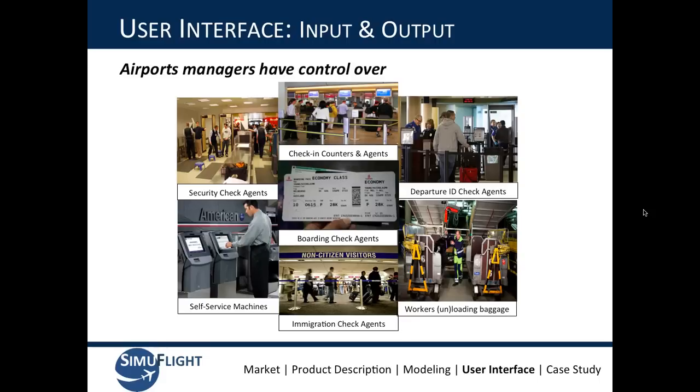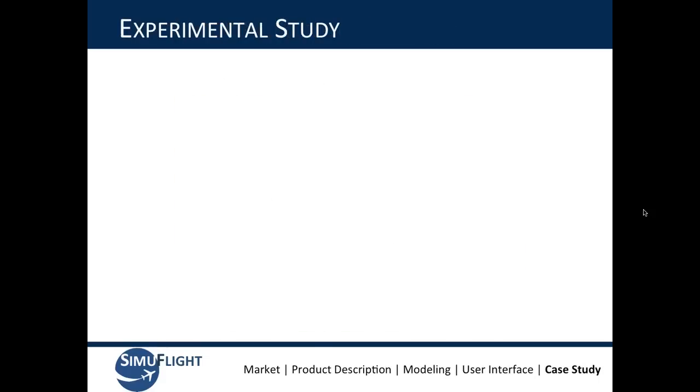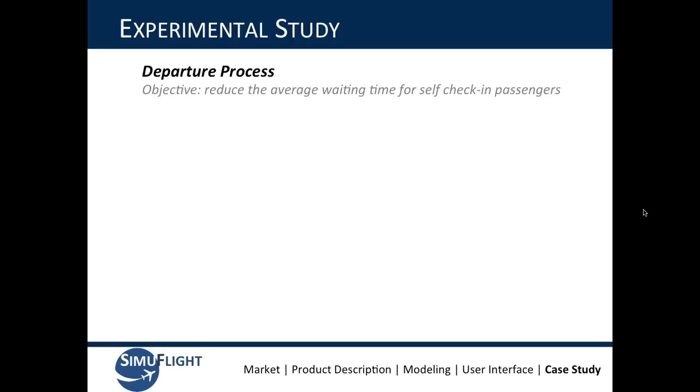Now we're going to talk about how one can use our product to reduce the waiting time for one type of departing passengers. If an airport wants to encourage passengers to use self-checking machines rather than checking counters, which add a lot of labor costs, it needs to reduce the waiting time for the passengers using the self-checking machines. The following experimental study focuses on the second problem that we talked about. This is the case where the average waiting time for self-checking passengers is assumed to be stable, but its value is larger than its desired level.